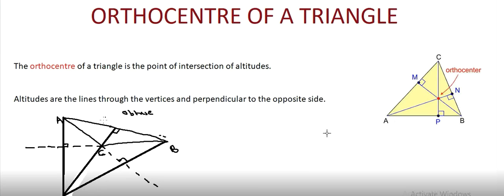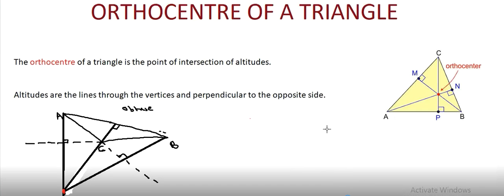So here the point of intersection is this. So this will be the orthocenter of the triangle. So for the obtuse triangle, the orthocenter lies outside the triangle. Now what about the orthocenter of a right angled triangle? Consider this right angled triangle.